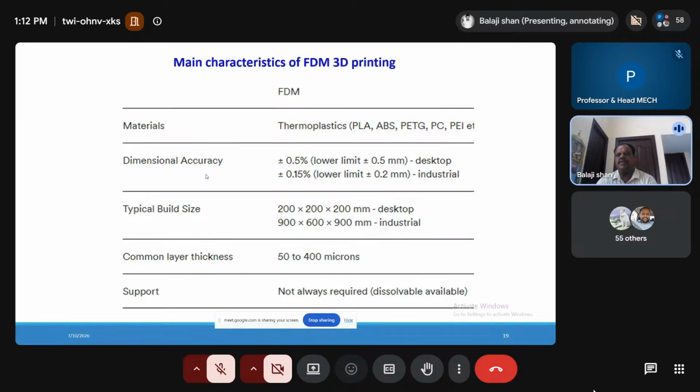The main characteristics of FDM 3D printers: thermoplastic materials are generally used, that is PLA, ABS, PET, PC, PA, and PEEK, and some other materials. Dimensional accuracy is plus or minus 0.5 percent. Typical build specs are a maximum of 200 by 200 for desktop, and 900 by 600 by 900 for industrial purposes. Common layer thickness is 100 to 400 microns. Supports sometimes depend upon the layer structure only. If required, supports are used; otherwise support structures are not required.